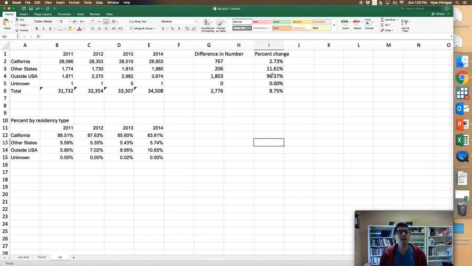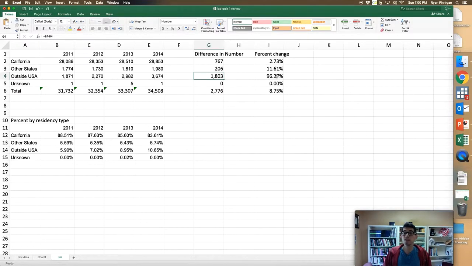What does that mean? It means that the number of students outside the USA almost doubled. So take a look at this number here. The difference from 2011 to 2014 is 1,803 students. The number in 2011 was 1,871 students. So between 2011 and 2014, there was a growth of students from outside the USA that was about the same as the number that were originally there in 2011. And so when the number almost doubles, that's when you get a percent change of about 100%.